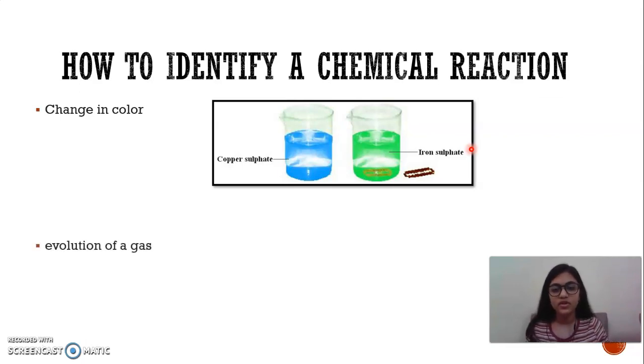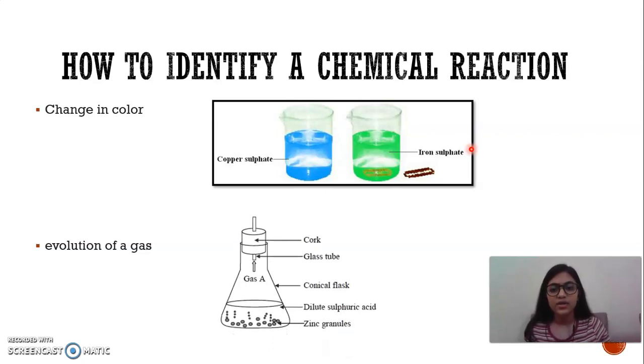The second feature is the evolution of a gas. When many substances react, they produce a gas which escapes or evolves in the form of bubbles. Over here, we can see that dilute sulfuric acid and zinc granules react together to produce hydrogen gas, which is escaping the solution in the form of bubbles. There are also many different tests to confirm the presence of a gas, and the presence of a gas can tell us whether a chemical reaction has happened or not.